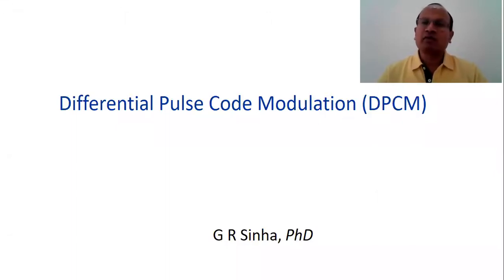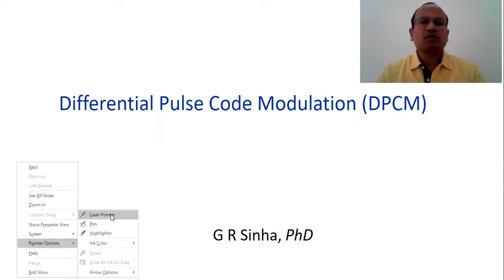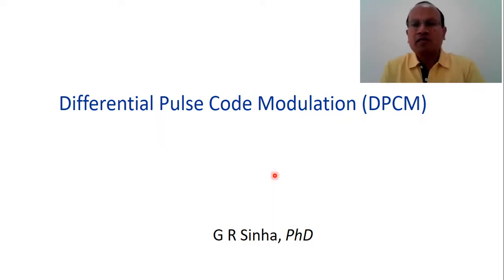Differential pulse code modulation is the topic of this lecture, which is also known as DPCM. This technique of modulation is an extension of PCM. We have covered PCM in a previous lecture, which actually converts an analog signal into digital.